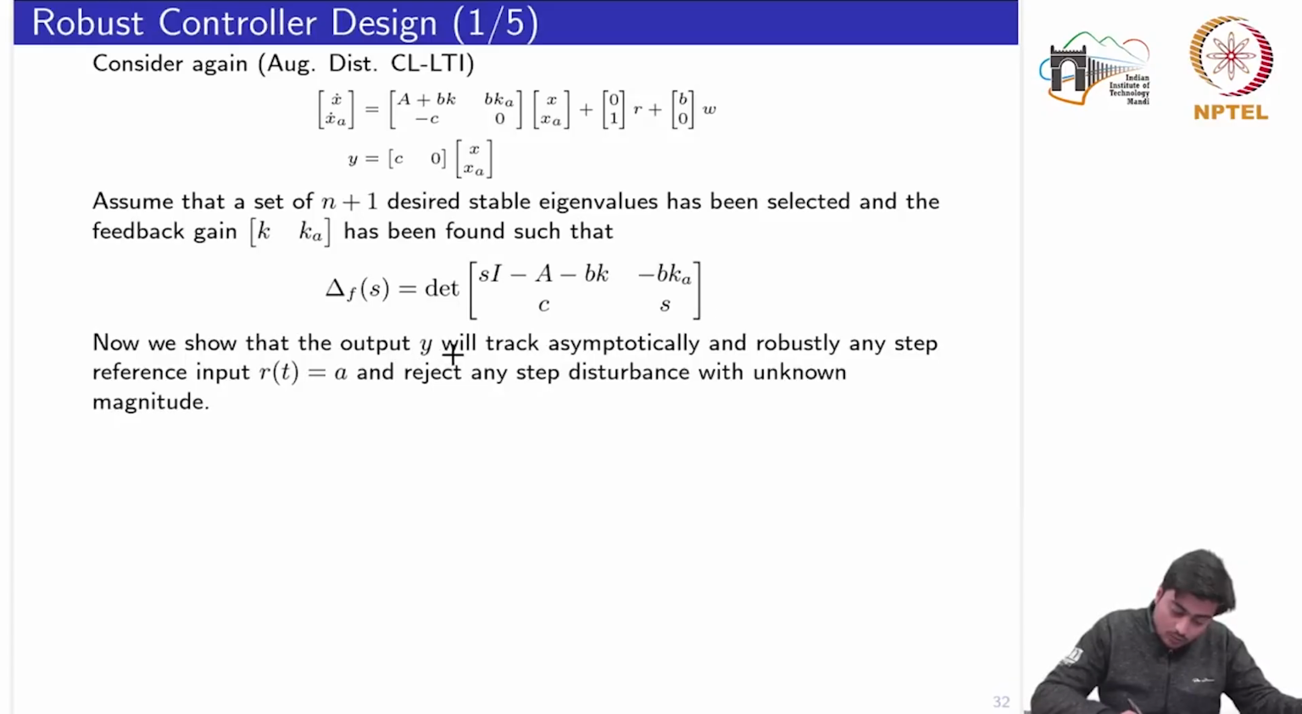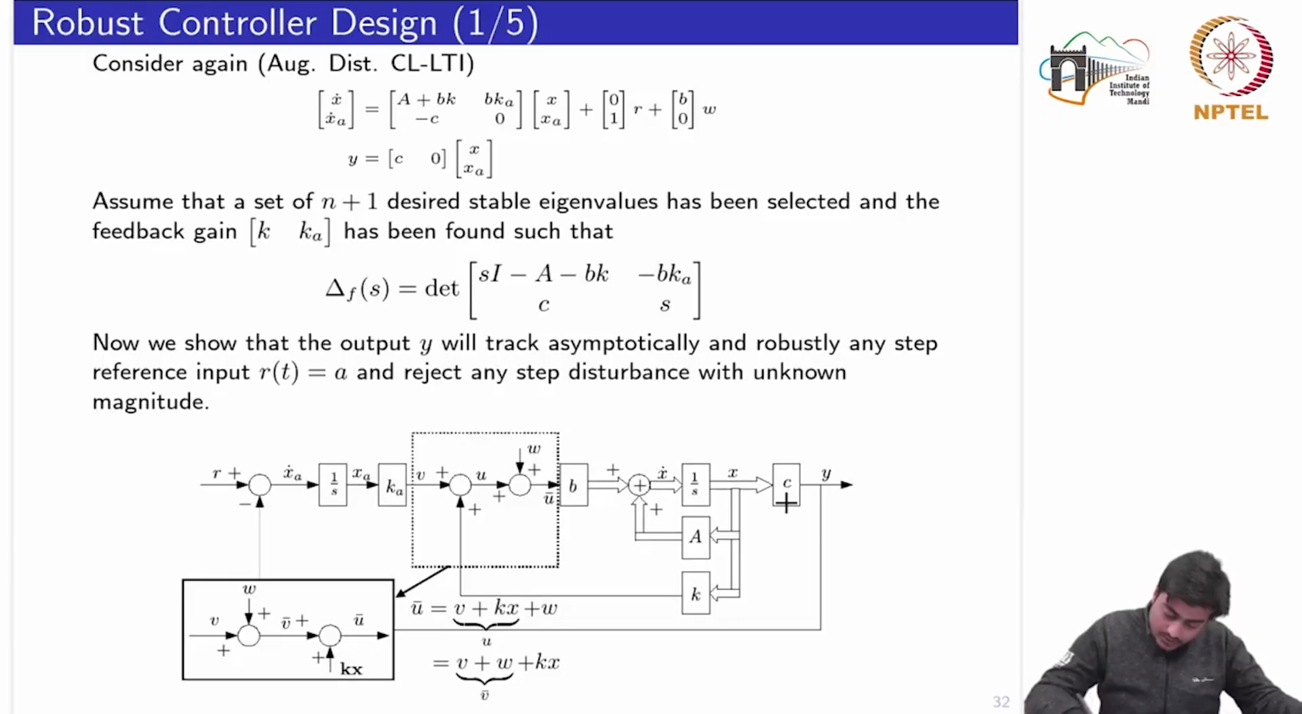Now we show that the output Y will track asymptotically and robustly any step reference input r(t) equal to a, and reject any step disturbance with unknown magnitude. So now we'll start to solve the problem by using that control structure. First of all, we will recall that control structure once again. This part is the original LTI part, and between the reference and the U, we have added an integrator with a constant gain K.